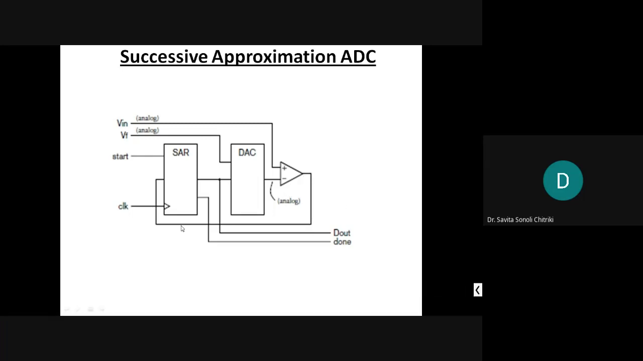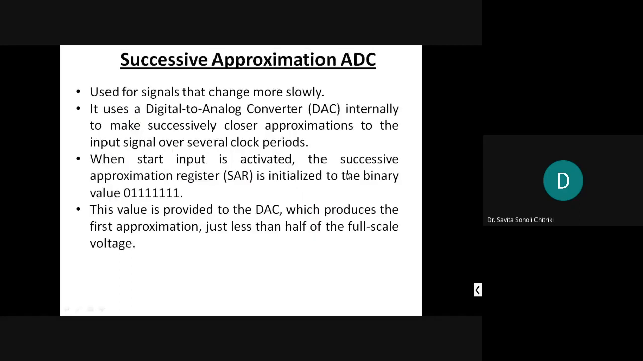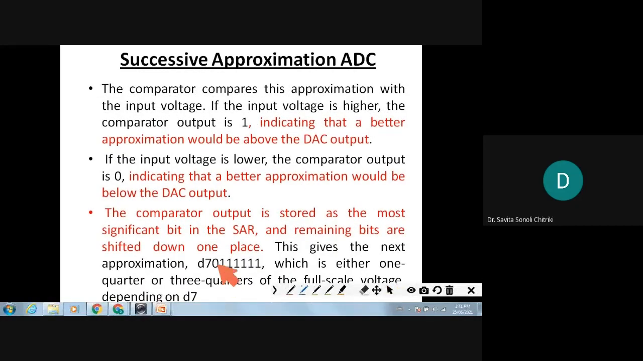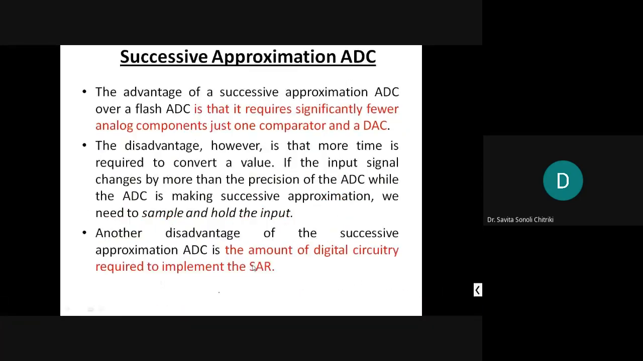That's why this feedback is very important, this value. That's why, see there, this is D7. So 0, 1 1 has come here and these 4 zeros. This gives the next approximation as D7 0 1 1, then next, which is either 1/4 or 3/4 of the full scale voltage depending on the D7 bit here.